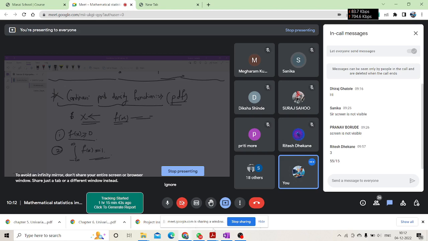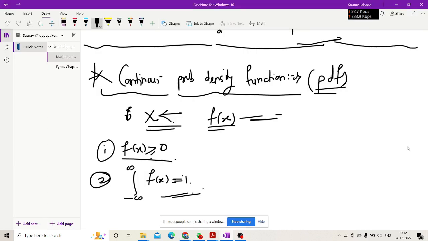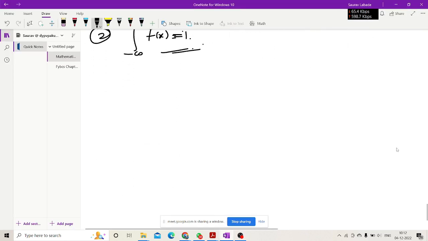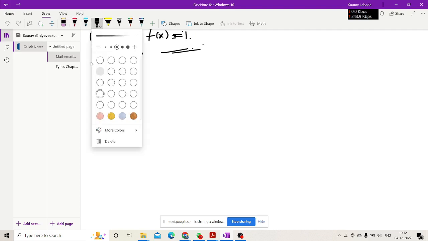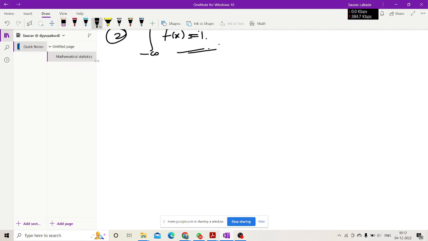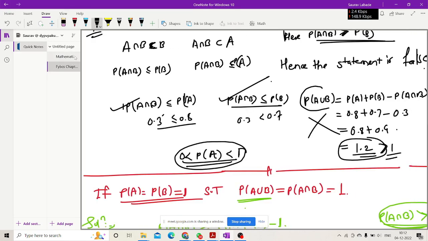Okay. Yeah. So right now let's take one example. We will check some functions whether they are PDF or not. Okay, that we have to check.